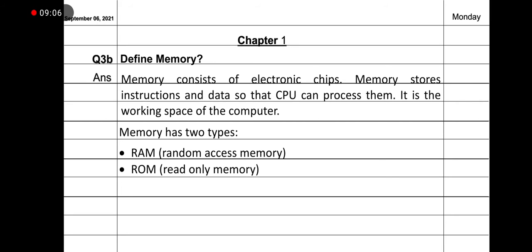Now write the answer. Memory consists of electronic chips. Memory stores instruction and data so that the CPU can process them. It is the working space of the computer. Memory has two types, RAM and ROM. Random access memory and read-only memory. Alright? The next question. The question number 4c, differentiate between RAM and ROM.